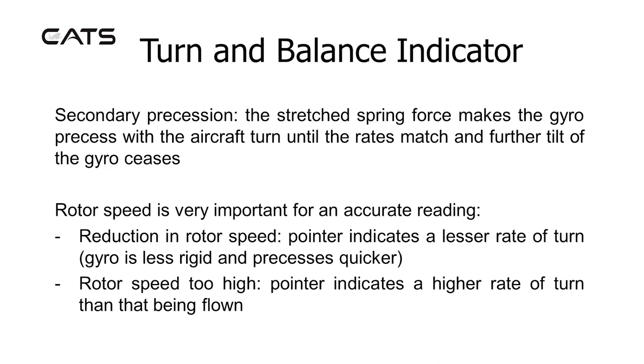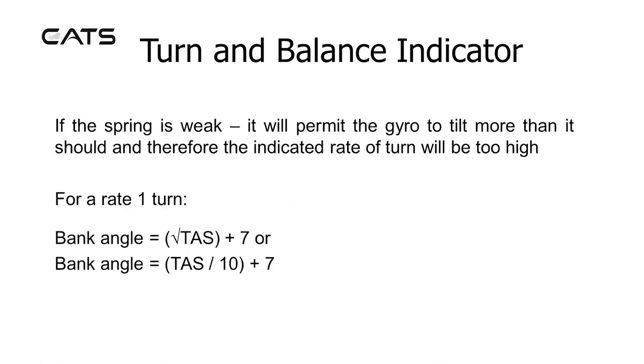Rotor speed is very important for an accurate reading. With a reduction in rotor speed, the pointer indicates a lesser rate of turn. The gyro is less rigid and precesses quicker. With a rotor speed too high, the pointer indicates a higher rate of turn than that being flown. If the spring is weak, it will permit the gyro to tilt more than it should, and therefore the indicated rate of turn will be too high.